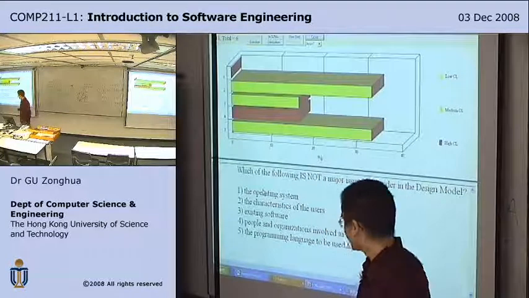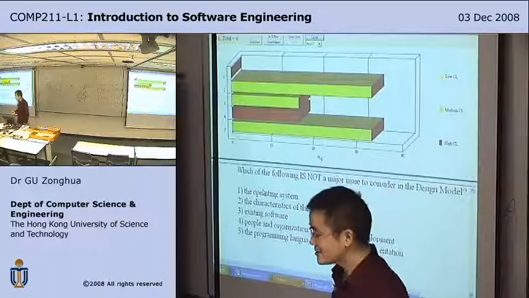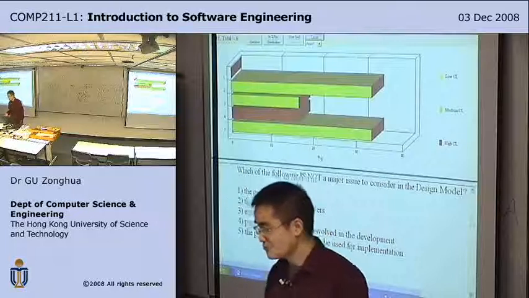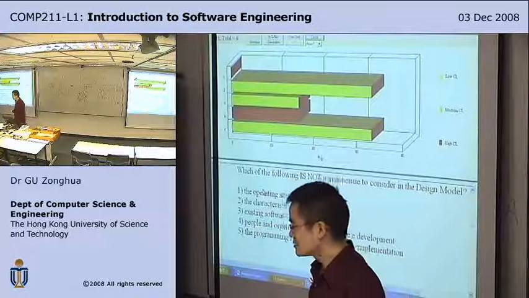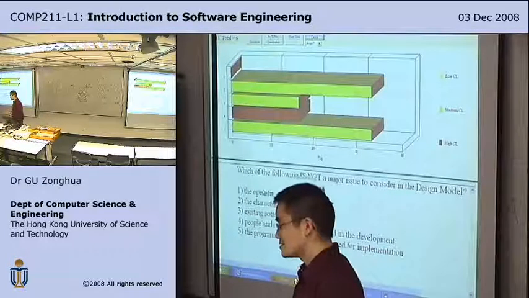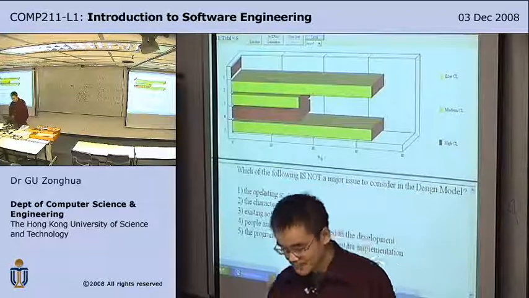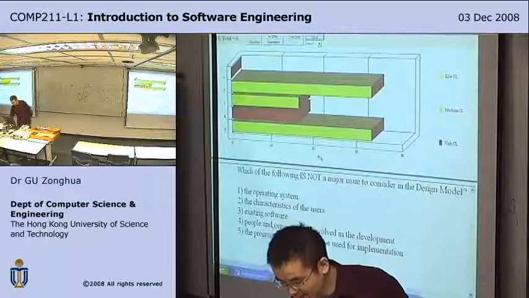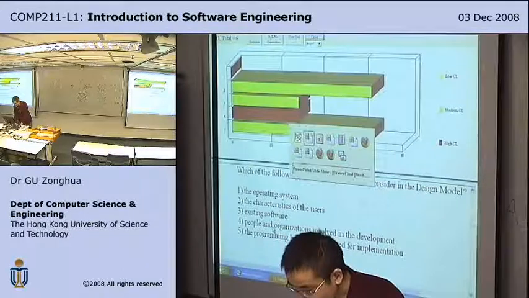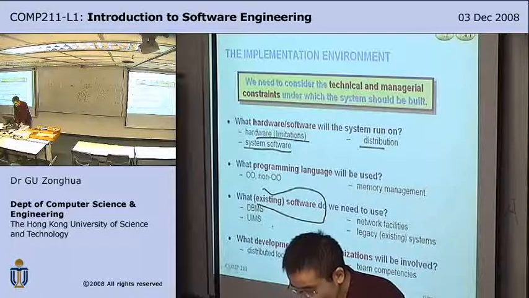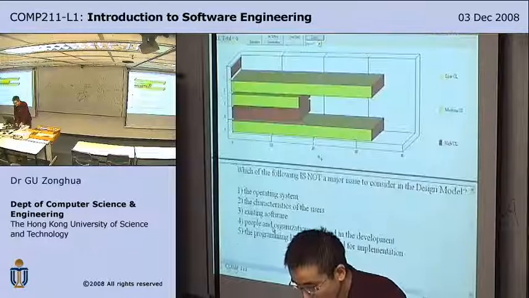What do you mean by characteristics? It means, is the user technically savvy? Is he perhaps a manager? Is it a grandma? What kind of user is it? So all the others, people and organizations involved in the development, are also major issues. So, team competencies.